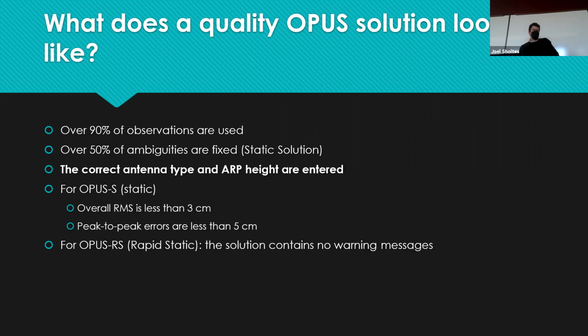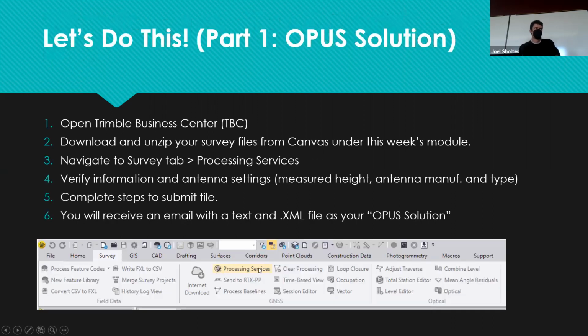All right, and this is just the basic details that we need to look at for an OPUS solution. We want to have 90% of observations. We're going to double check our antenna type and ARP height. And then we want to have overall root mean square error less than 3 centimeters for a static solution. All right, so next step, we're going to do this together. So I'm going to stop the recording.